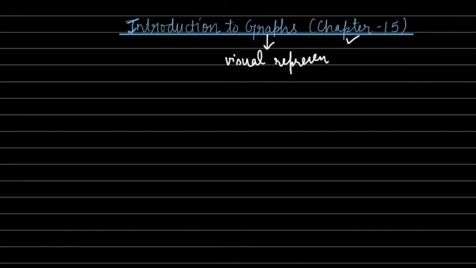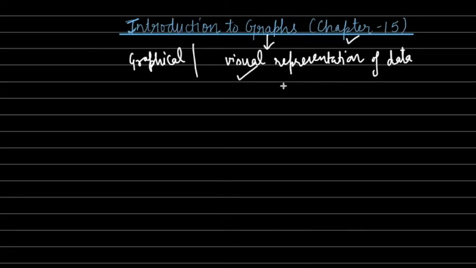It can be the marks of the students in the class, it can be the temperature, it can be the types of flats in a society, any data. Marks obtained by the students in the class. So when we represent that data in any visual representation form, which is also called the graphical representation of data, then we obtain graphs.